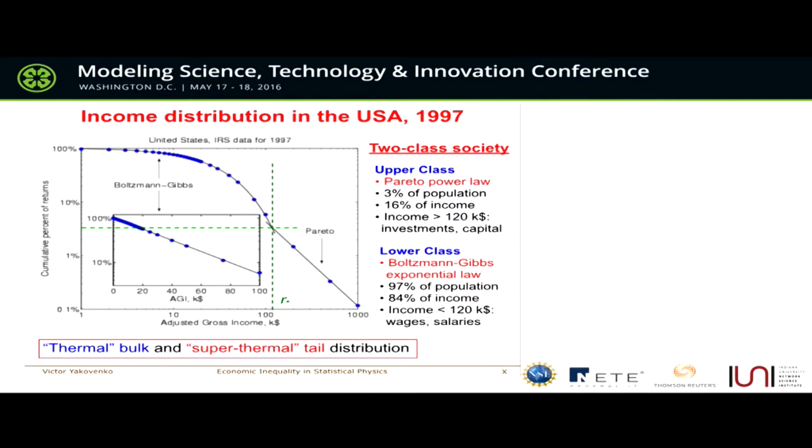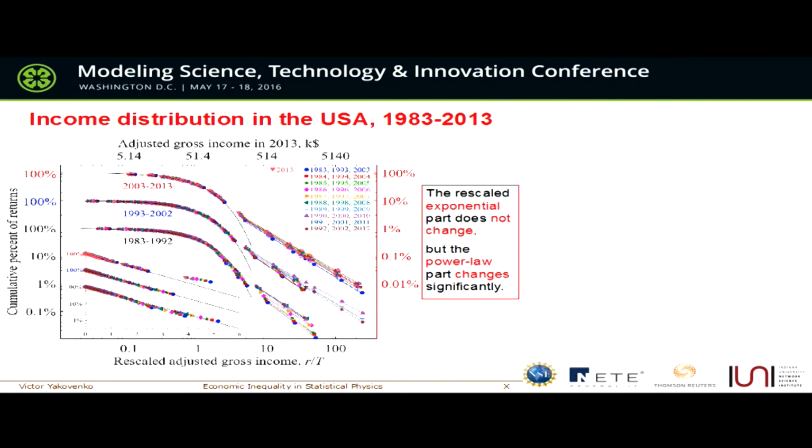But this is for one year. What we can do now is look at data for 30 years. This is the 80s, 90s, 2000s. Now income is normalized to this temperature income. And what you see is that data points collapse on the same curve, in linear and log scale, etc. So the message here is that relative inequality within the lower class doesn't change at all in 30 years.